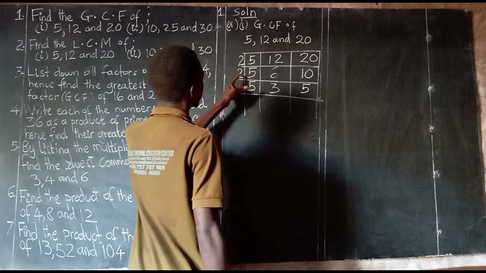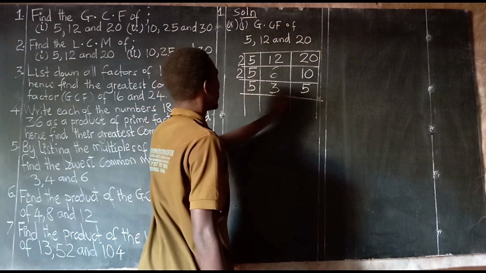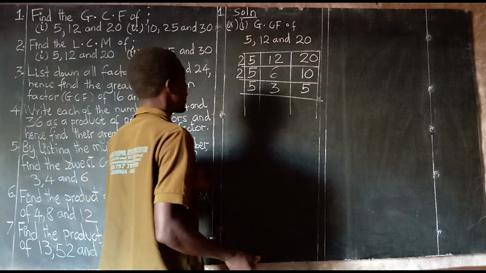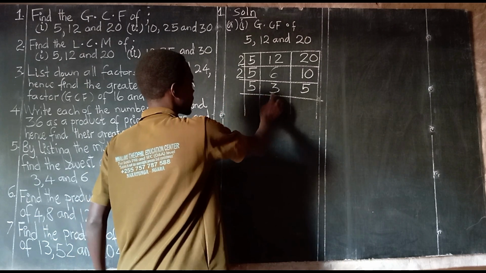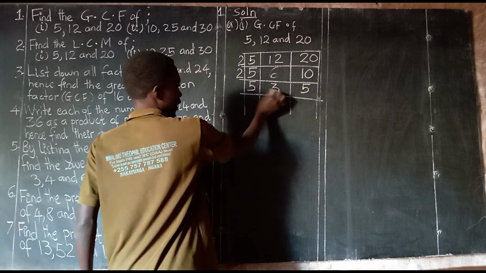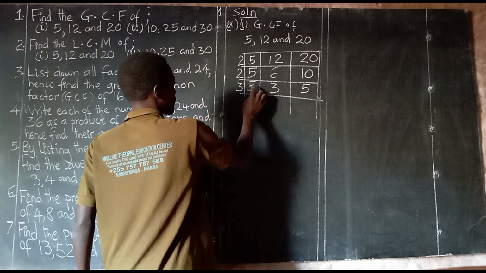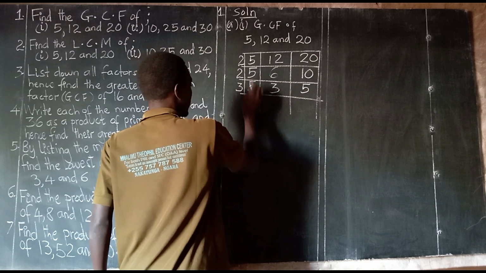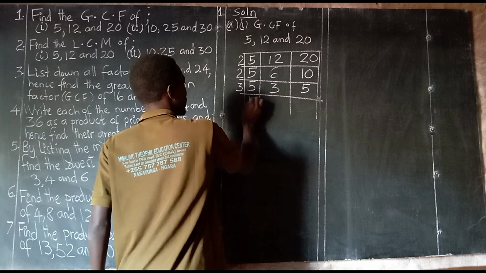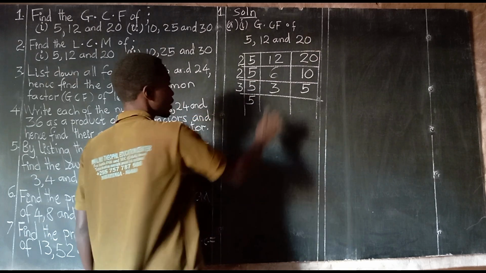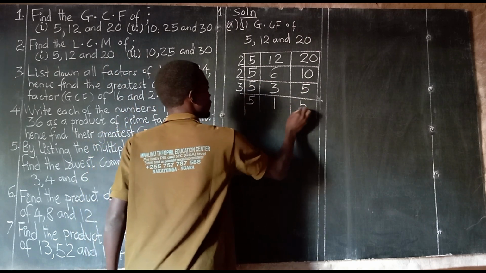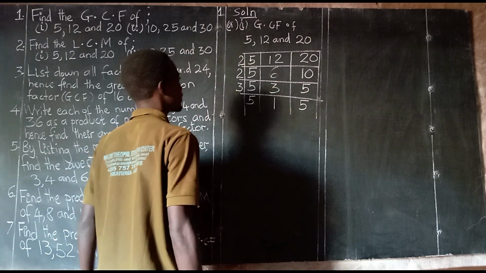Is 2 still dividing any of these three numbers? The answer is no, so we shift to 3. Now, pass through the three numbers. Is there any which is divisible by 3? Yes, we have 3 here, so we write 3. 5 over 3 is not divisible without a remainder, so you write 5 as it is. 3 over 3, you get 1. 5 over 3, again it is 5 because it becomes with a remainder.